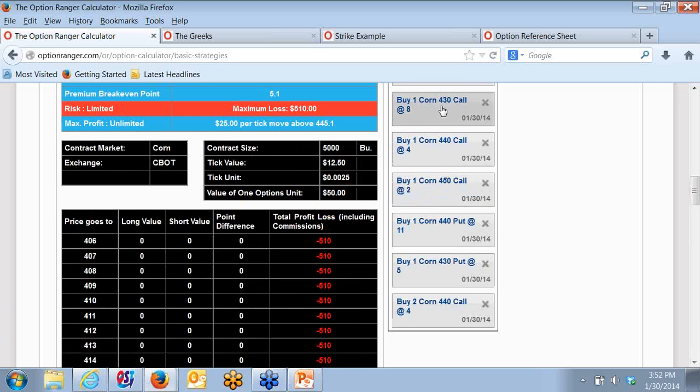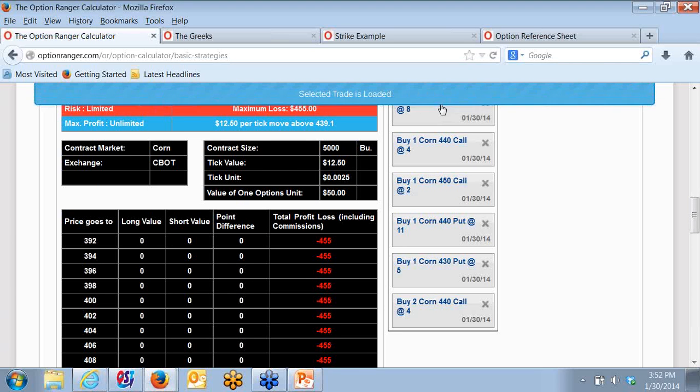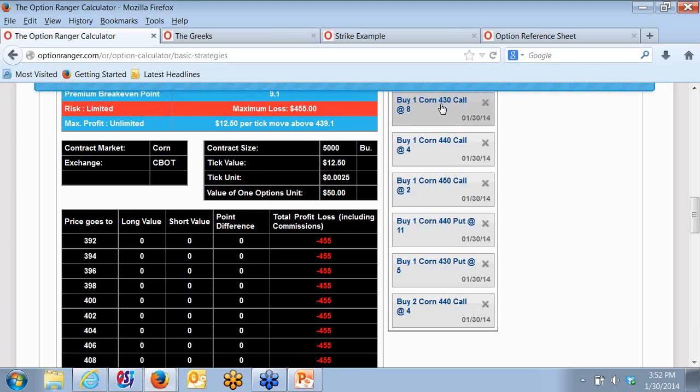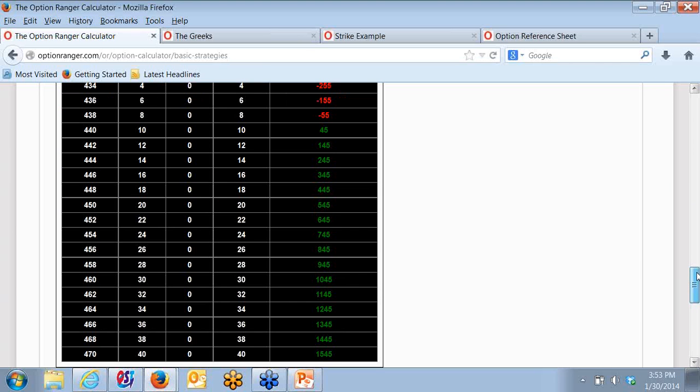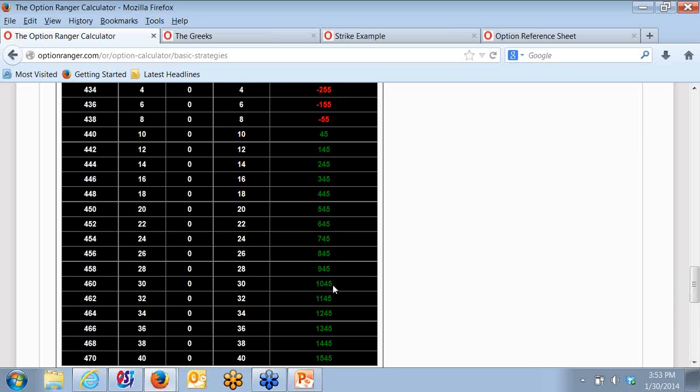So whereas on the 430 call, and again we can compare side by side, you can write down the numbers or skip back and forth. On the move to 460 in this case, it's 1,045. So the out of the money options, the cheaper options, gain more on the bigger moves with rising volatility.